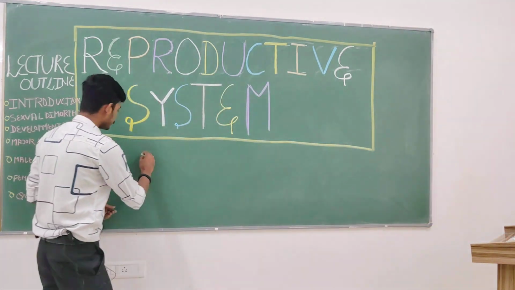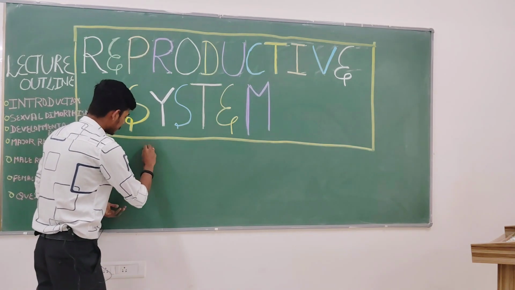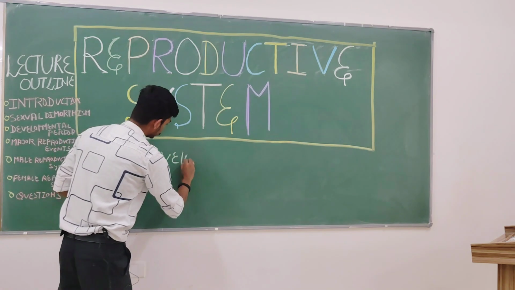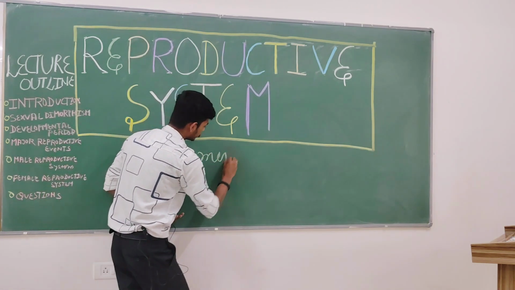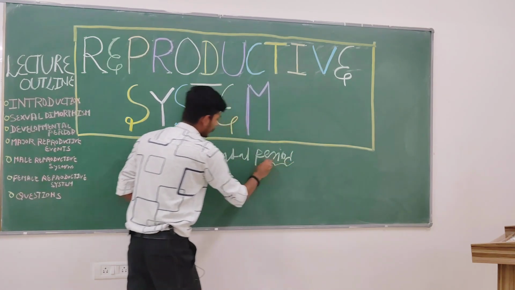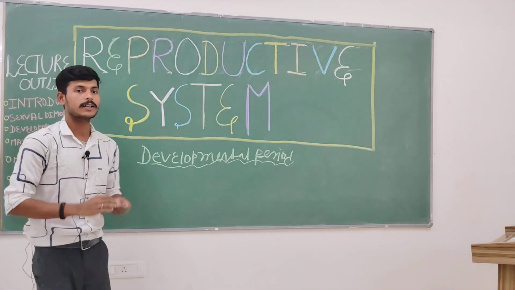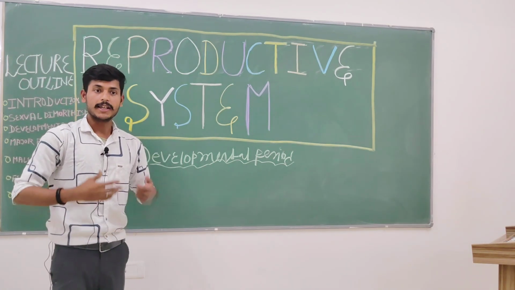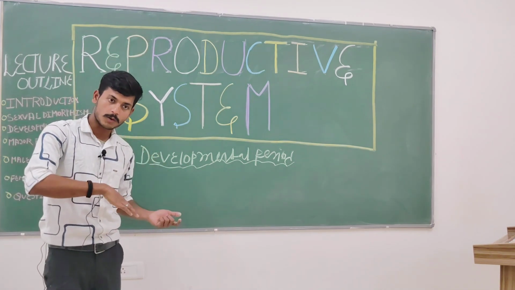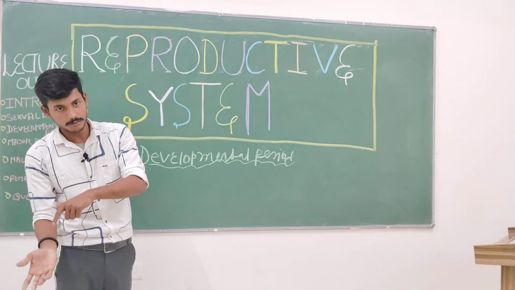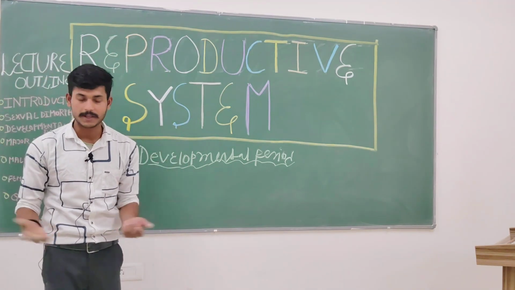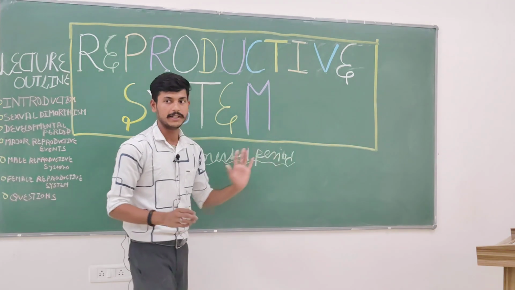Now see here. We will discuss the developmental period. Basically, developmental periods are those periods in which a young one develops in the mother's womb, and after the mother's womb, till their death. All this time span, the whole life span, is called the developmental period.